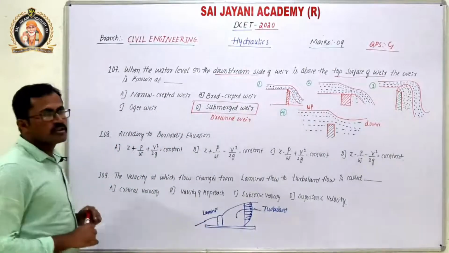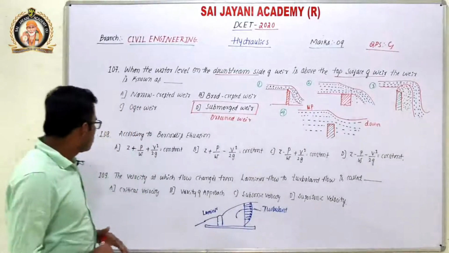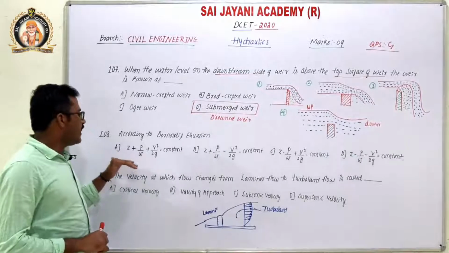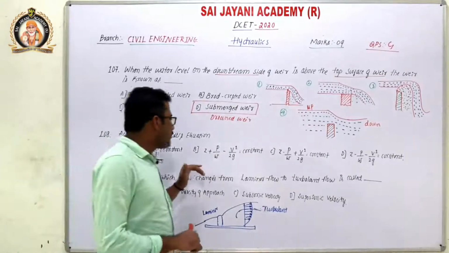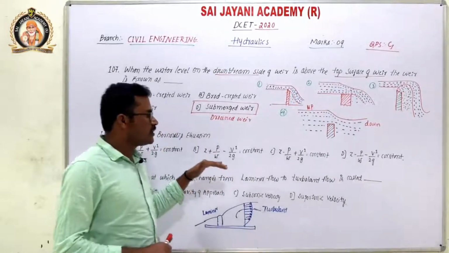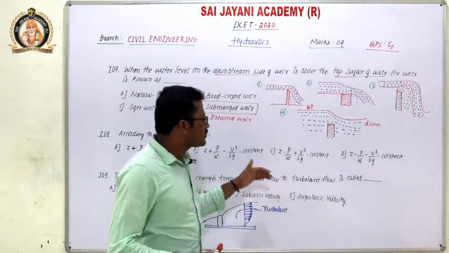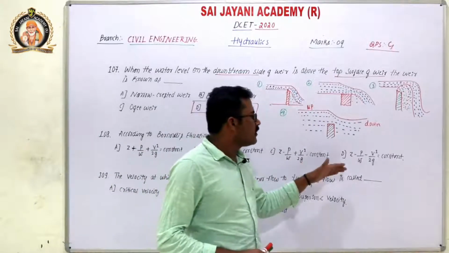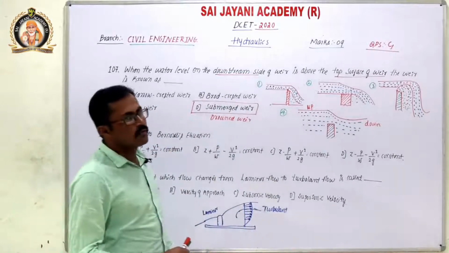So moving to next question, question number 108. According to Bernoulli's equation, option A, Z plus P by W plus V square by 2G is equal to constant. Option B, Z plus P by W minus V square by 2G is equal to constant. Option C, Z minus P by W plus V square by 2G is equal to constant. Option D, Z minus P by W minus V square by 2G is equal to constant.